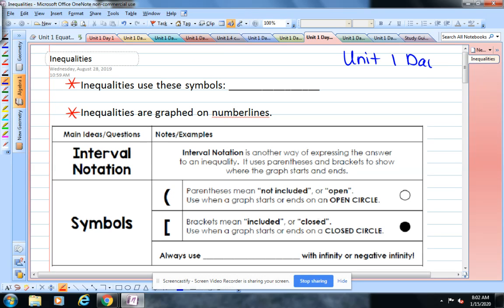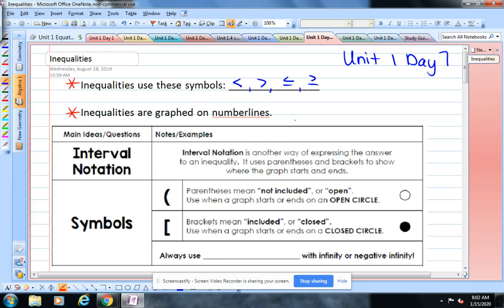So Unit 1, Day 7, we're going to start talking about inequalities. Does anybody know what an inequality is? Well, inequality means not equals, right? So if we're solving something that does not have an equal sign in it, what other signs could it have? Very good. Inequalities are less than, greater than, less than or equal to, or greater than or equal to.